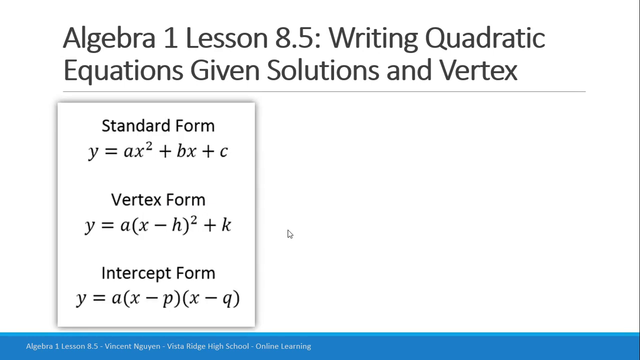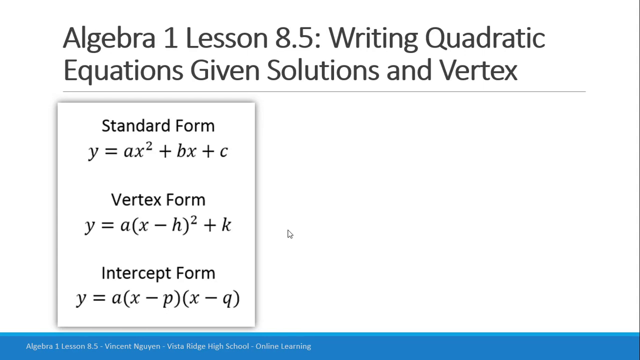So let's talk about the three forms that we have. Okay, we have standard form, which is the standard way of writing a quadratic equation, where you have y equals ax squared plus bx plus c. We have seen these before. We also have the vertex form, which is y equals a times (x minus h) squared plus k. And it is called the vertex form because it actually gives you the vertex, where h and k is the vertex. And then lastly, we have the intercept form.